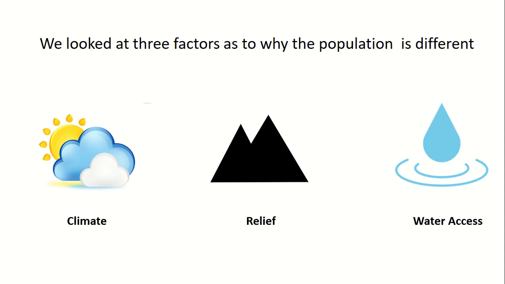We looked at the relief. So again, it is very difficult to build cities on areas with high relief. So where there are mountainous regions in the Middle East, the population density in particular tended to be lower because cities are built on flat land. And then linking directly with the climate, we also looked at water access as well.